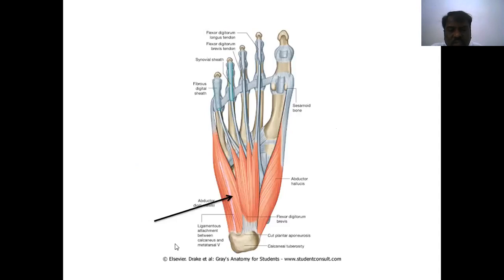Here we can identify the abductor digiti minimi muscle. It takes origin from the calcaneus, then goes to the base of the proximal phalanx.